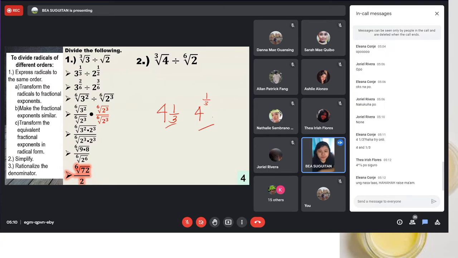Four raised to 1/3 po siguro. Yung nasa taas. Okay. So, tama po yun. Tama po si Eliana. Tama rin si Thea. Tama po yun. Okay, so once again, the exponential form of cube root of 4 is 4 raised to 1/3. Very good. How about 6 root of 2?